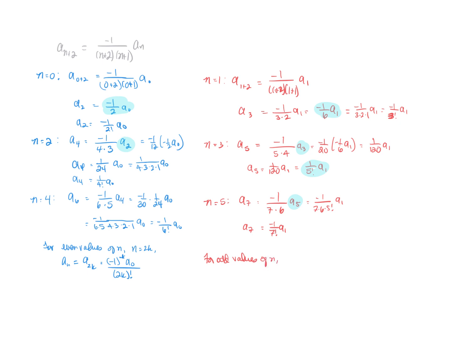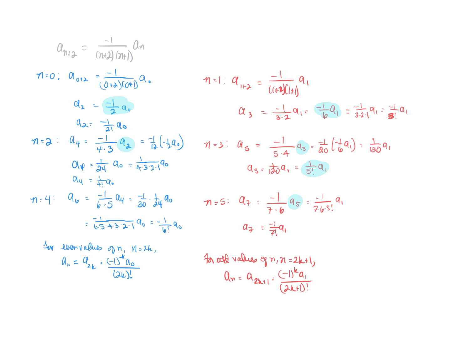And when we look at a closed form for our odd values of n, so for odd values of n, or n equal to 2k plus 1, then we find out that a sub n here, which is our a sub 2k plus 1, is now negative 1 to the k times a sub 1 over 2k plus 1 factorial, or our odd number itself factorial. So we were able to find what we would call closed forms for each of these coefficients.